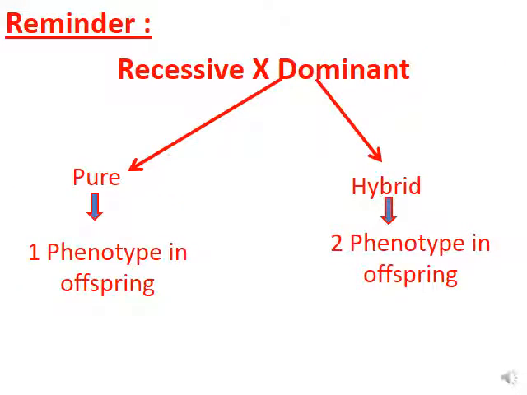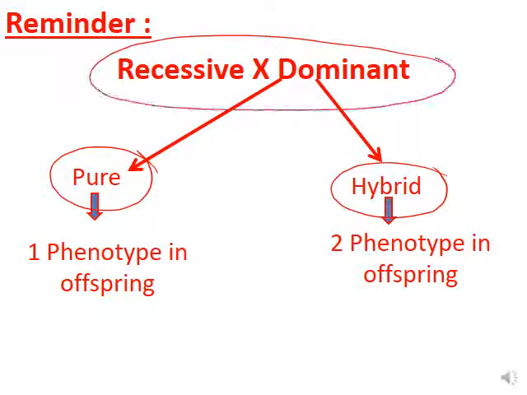So here, the recessive is always pure. It's homozygous and it only gives one type of gametes. However, the dominant can be pure or it can be hybrid. So if it's pure, we have only one phenotype when we did the cross. While if it's hybrid, we will have two phenotypes in the offsprings.